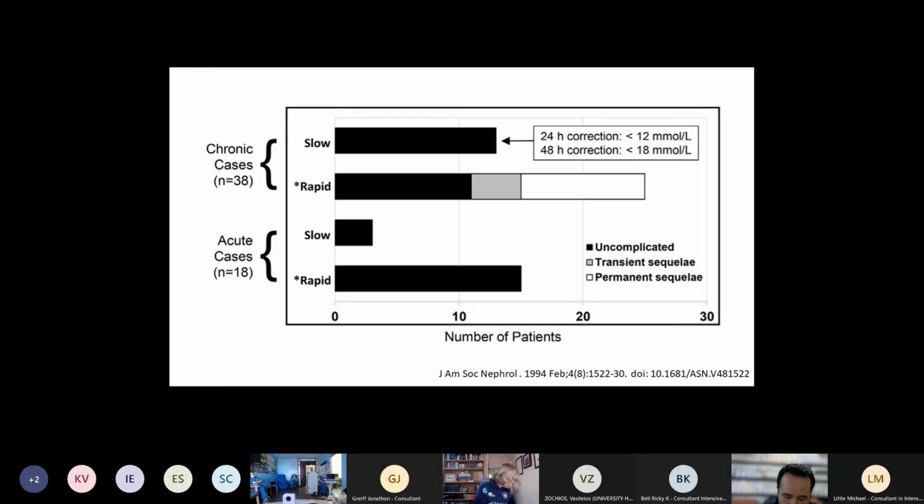This is very old, but nearly 30 years ago, they identified that a safe correction of less than 12 millimoles per hour will make for uncomplicated recoveries in patients. And they realized that in patients with chronic hyponatremia that were corrected quickly, pretty much in half of them, there was going to be permanent damage. And other patients will have temporary damage if they were corrected more than 12 millimoles in 24 hours, or 18 millimoles in 48 hours. Now, acute cases, we know already it's unlikely that they will cause any significant damage.